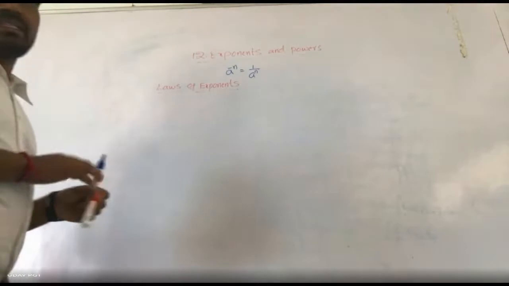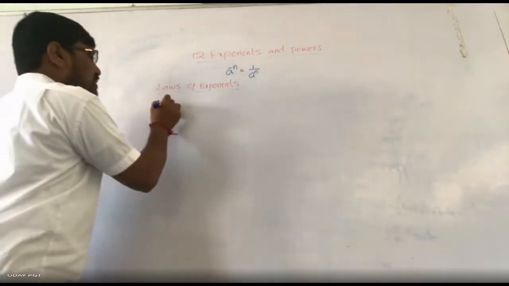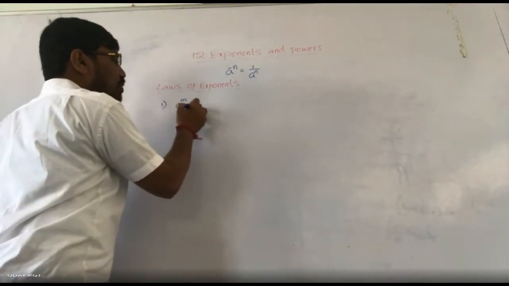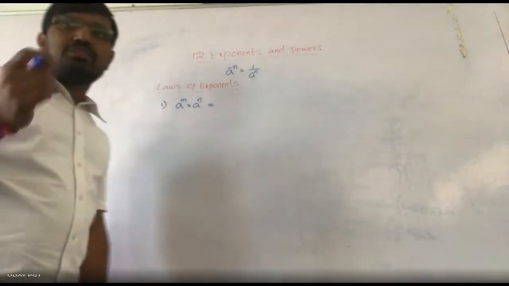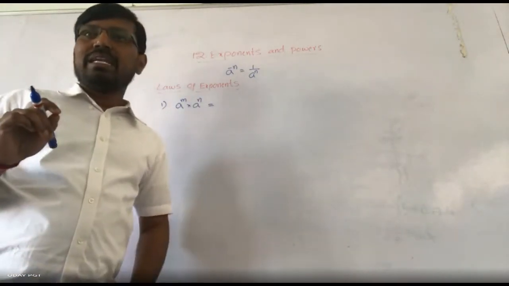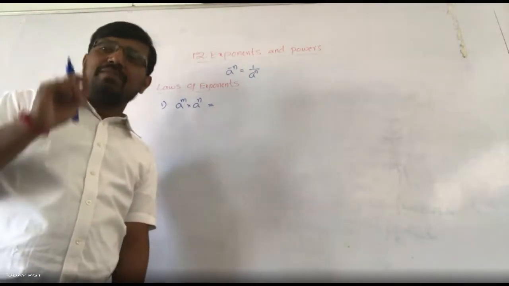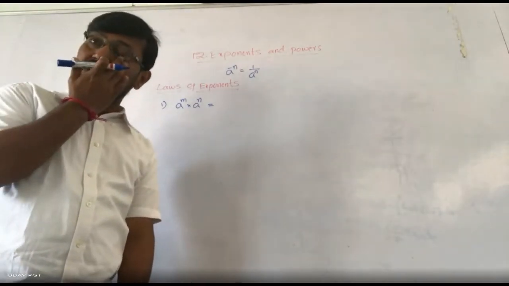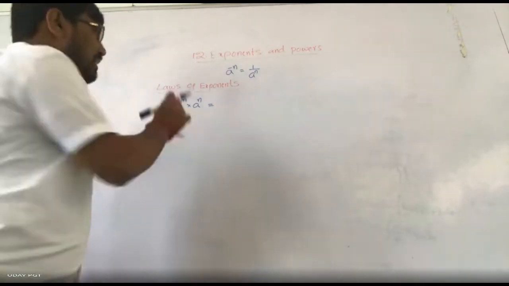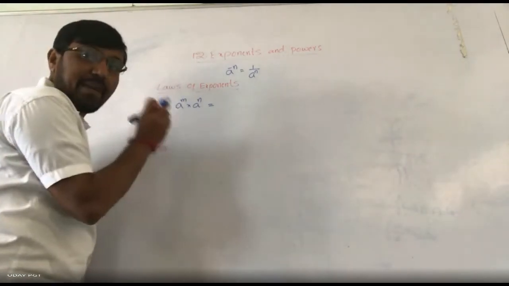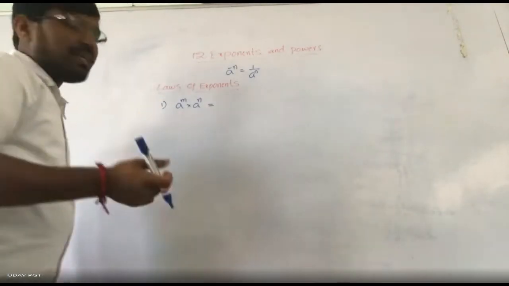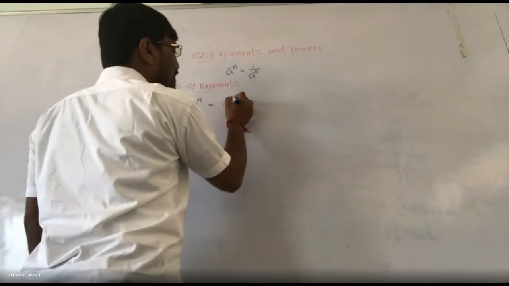Laws of exponents. The first law is a power m into a power n, when you multiply the two exponents. You have already learned that in the previous class. Here the bases should be equal, the same bases should be there, and the powers may be different. In that situation, we need to add the powers.